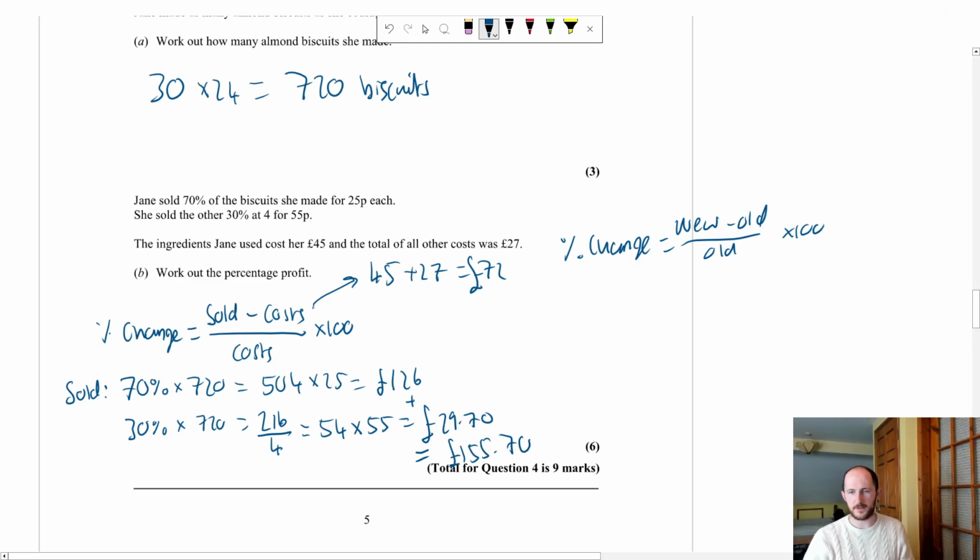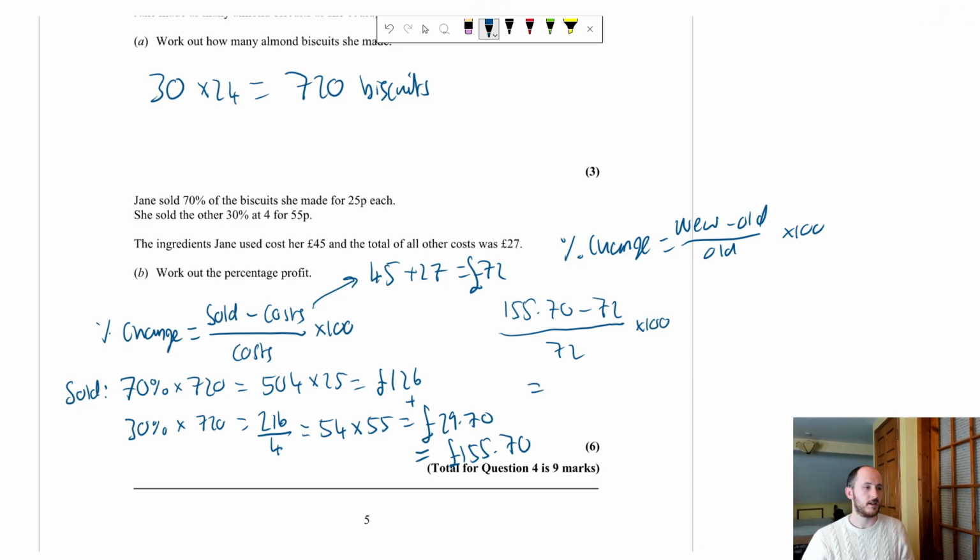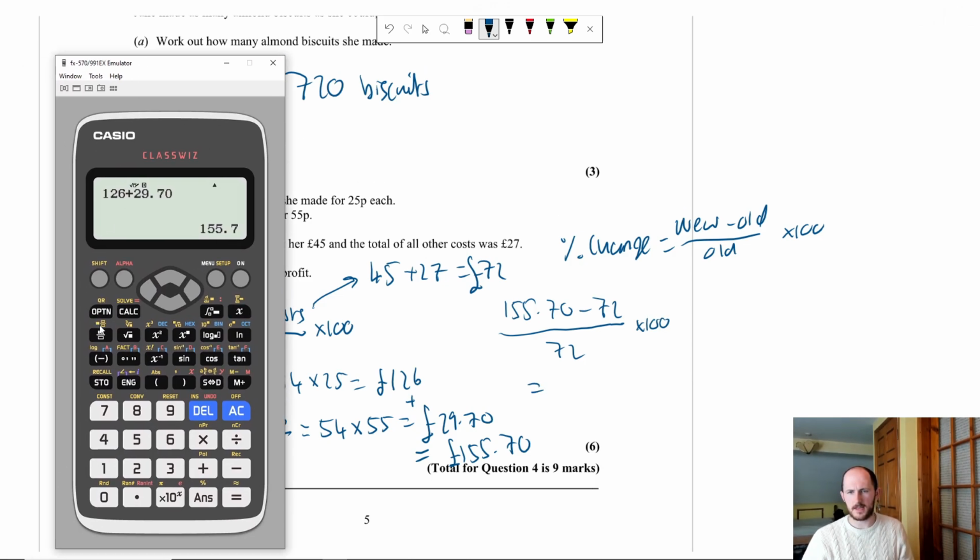That's an awful lot of effort just to... Anyways, so the percentage change would be 155.70 minus the cost, which was 72. I mean, she doubled her money, but that's a lot of effort for that. Equals, well, I don't know yet. Let's work it out. 155.70 minus 72 over 72, and then multiply that whole answer by 100, please. I might want to use brackets as well just to make sure my calculator doesn't do anything silly.